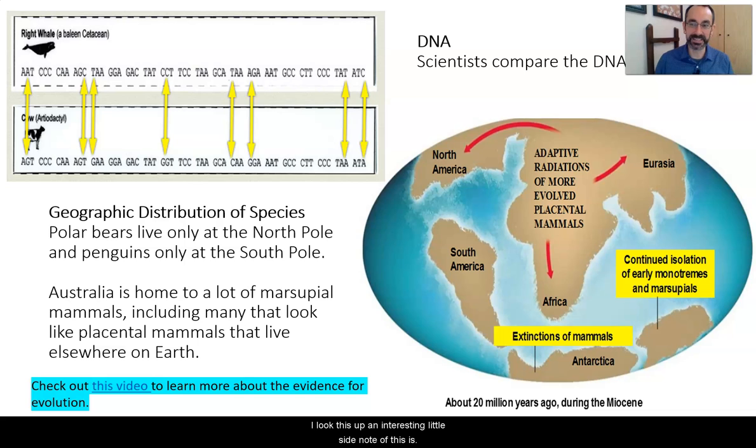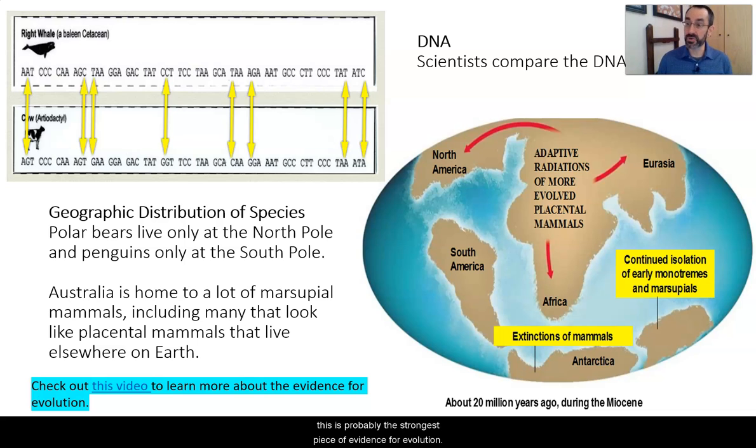I looked this up. An interesting little side note of this is that your belly button is the scar from the place, from the placenta where you were attached to your mother in the womb. So all placental mammals have a belly button where they were attached, which means that koalas and kangaroos do not have belly buttons because they are not placental mammals. Just kind of cool. The last piece of evidence I want to talk about is DNA.